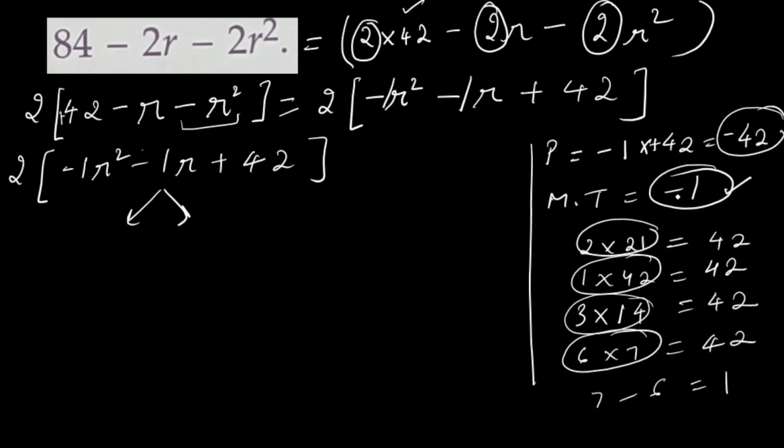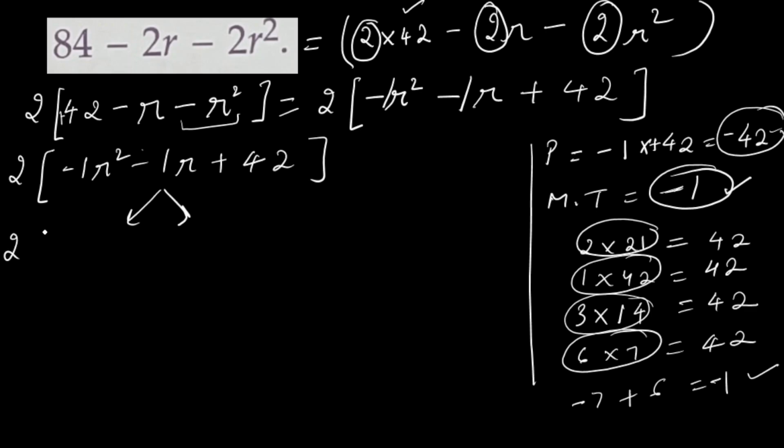But what do we need? We need negative 1. So if we need negative, that means the greater number gets the minus sign, and the smaller number gets addition. So the greater number should be negative, the smaller number should be positive. So we have chosen our numbers: minus 7 and plus 6. When you add them, the answer will be minus 1. When you multiply them, the answer will be negative 42.